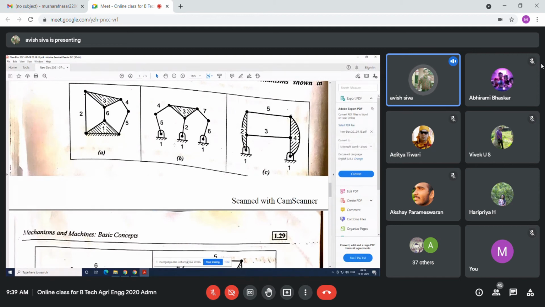That is why we name it as 1 1 1 1. But whenever you take joins, there is one joint at the point 1.